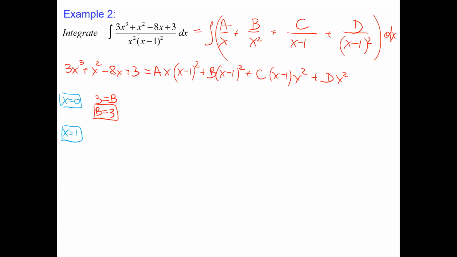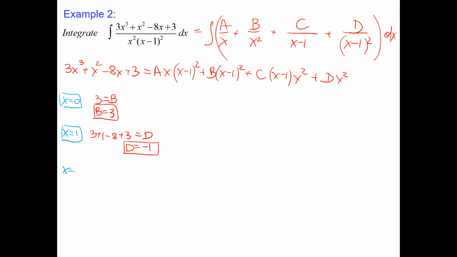Now, of course, I will pick the other zero, x equals 1. It will be 3 plus 1 minus 8 plus 3, and the terms with A, B, and C become 0. D is multiplied by 1. And what we have is 3, 6, 7. 7 minus 8 is negative 1. That means D is negative 1.